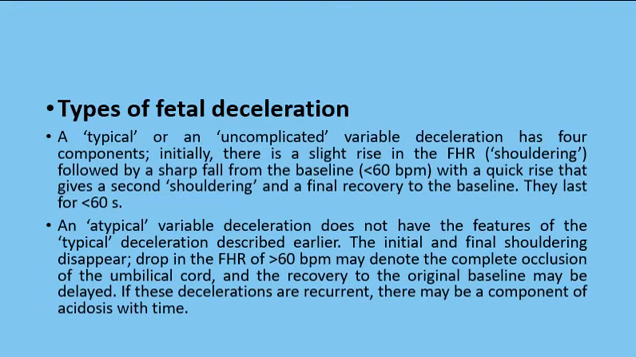An atypical variable deceleration does not have the features of the typical deceleration described earlier. The initial and final shouldering disappear. A drop in the FHR of greater than 60 bpm may denote the complete occlusion of the umbilical cord, and the recovery to the original baseline may be delayed. If these decelerations are recurrent, there may be a component of acidosis with time.